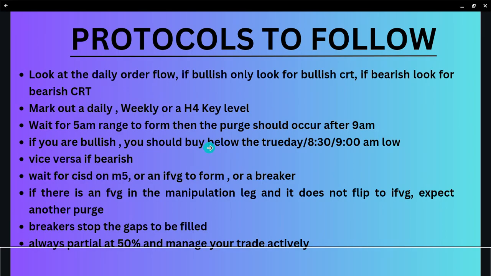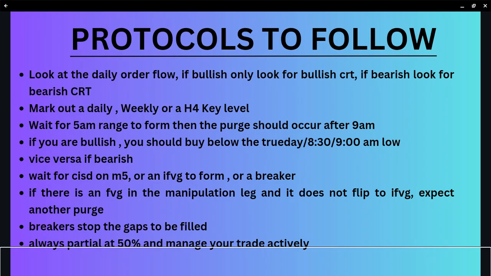Suppose there is a breaker already formed, the price just delivered towards the upside, and a breaker is there. Beneath the breaker there is an FVG, then that FVG is highly likely to be filled, because the breaker will be there. It is a unicorn, actually, if you know the unicorn model. It's really successful as well. And always partial at 50%. Manage your trade actively. Do not just leave your trade open and then go look for somewhere else. That's the protocol for price.